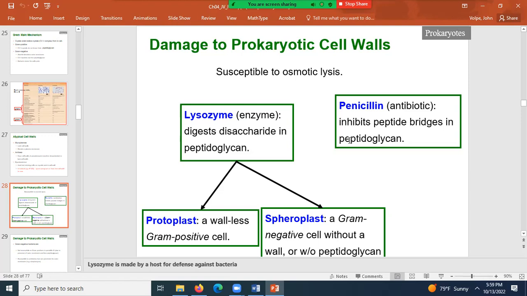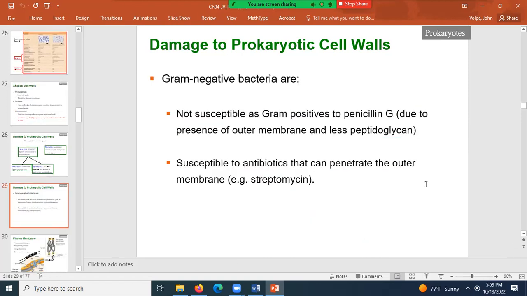If you have a wall-less bacteria, there are names for it. You don't need to know the names, but a gram-positive cell without its cell wall is called a protoplast. A gram-negative cell without the cell wall is called a spheroplast. You don't need to know those names. I'm not going to test you on that.